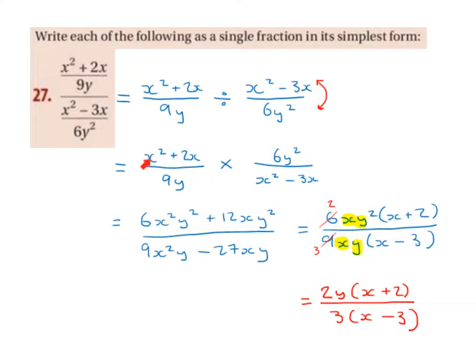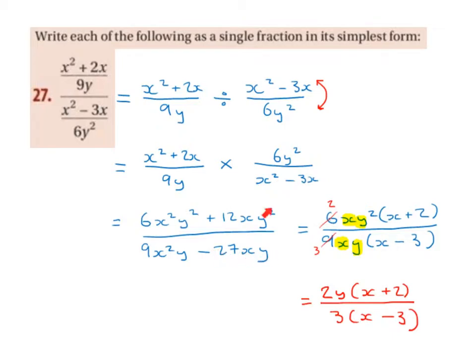So x squared multiplied by 6y squared is 6x squared y squared, and 2x multiplied by 6y squared is 12xy squared. So we did top by top. Now we do bottom by bottom. So 9y multiplied by x squared is 9x squared y, and 9y multiplied by minus 3x is minus 27xy.